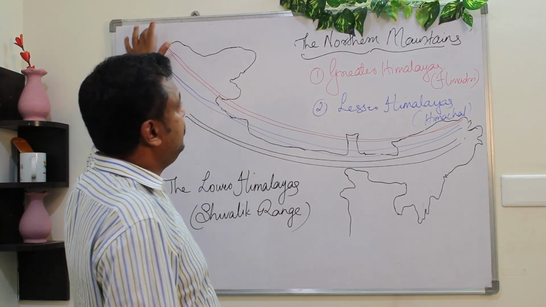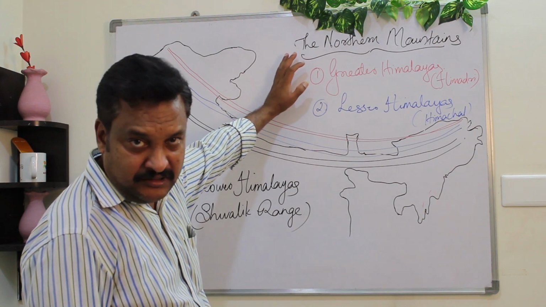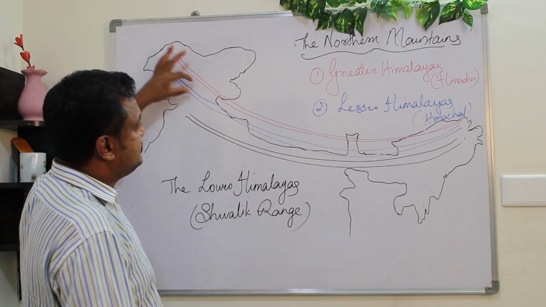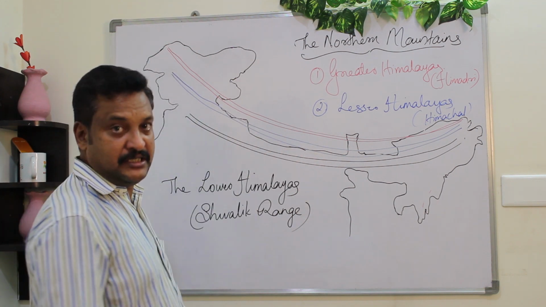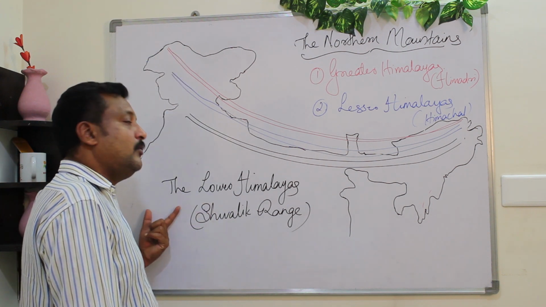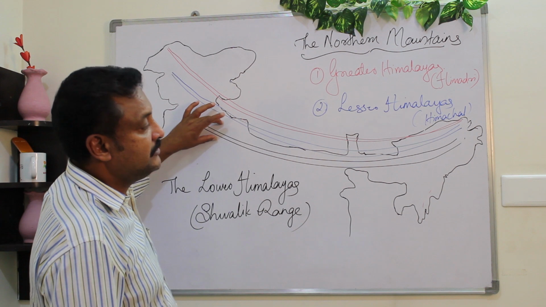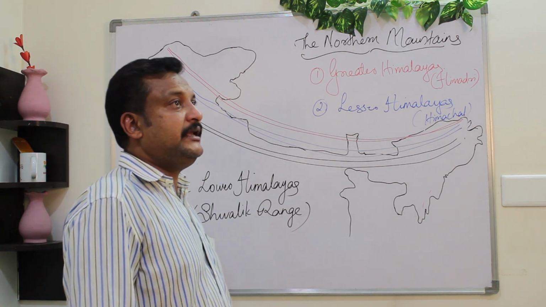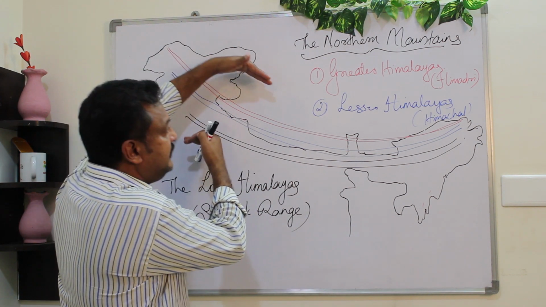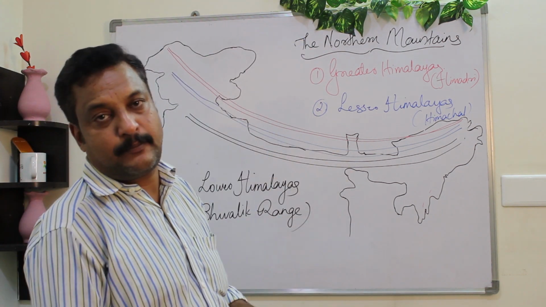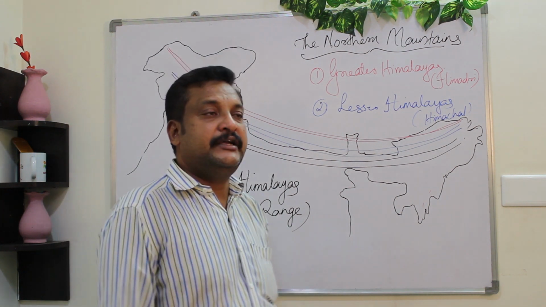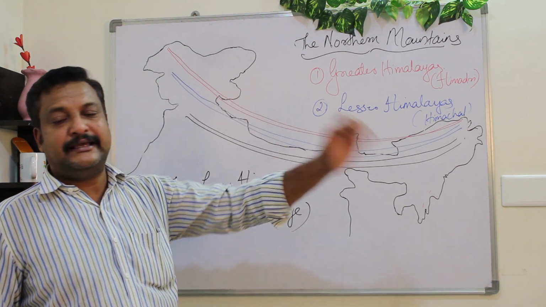So the first one is called the Greater Himalayas or the Himadri, the topmost one. The second parallel range is called the Lesser Himalayas or the Himachal. This one, the blue colored one. The third range is the Lower Himalayas, the black colored one. When we say the Himalayas or the Himalayan range, it has all three ranges inside it.